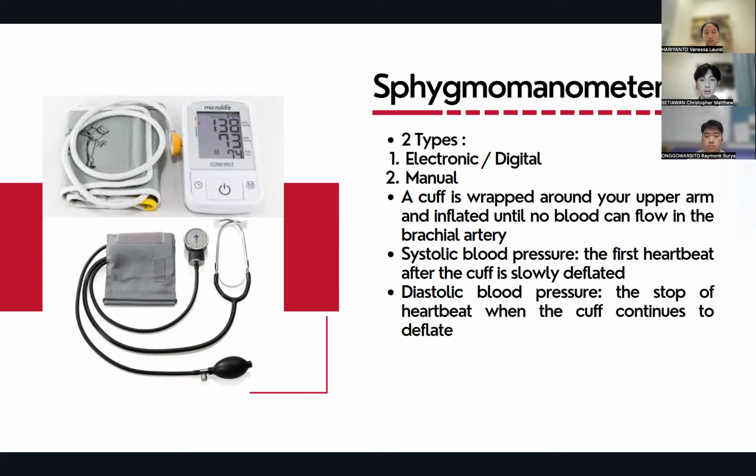Basically, how the sphygmomanometer works is that a cuff is wrapped around your upper arm and inflated until no blood can flow in the brachial artery located in the upper arm. The systolic blood pressure is detected at the first heartbeat after the cuff is slowly deflated, and the diastolic blood pressure is detected when the heartbeat stops as the cuff continues to deflate.